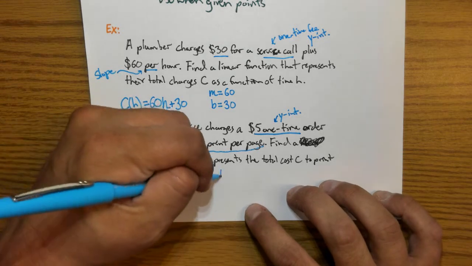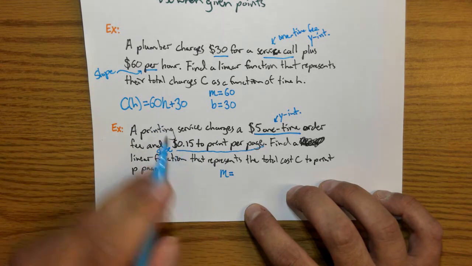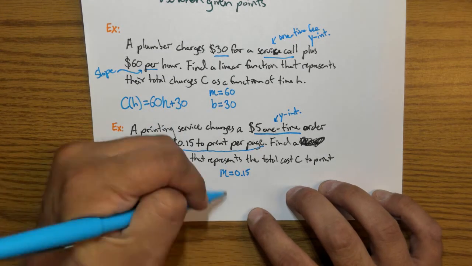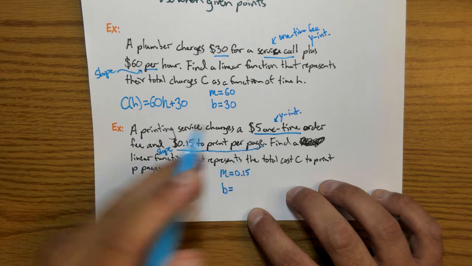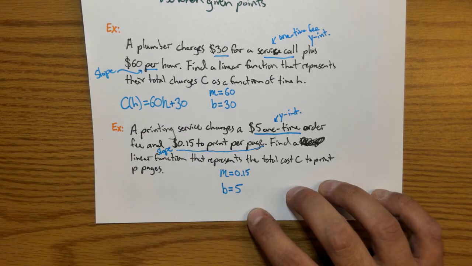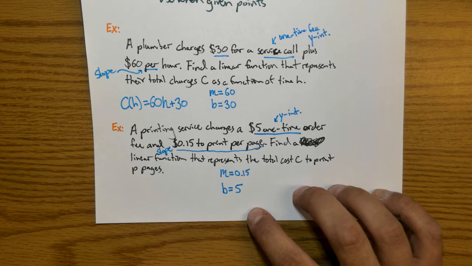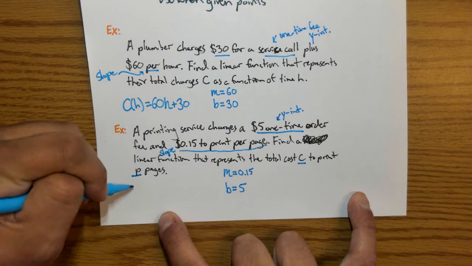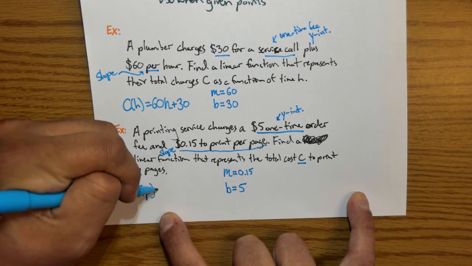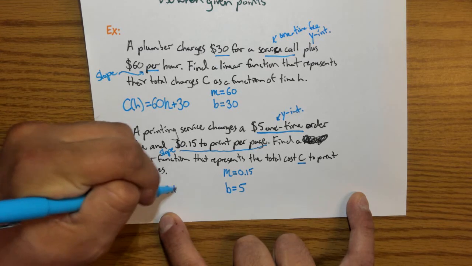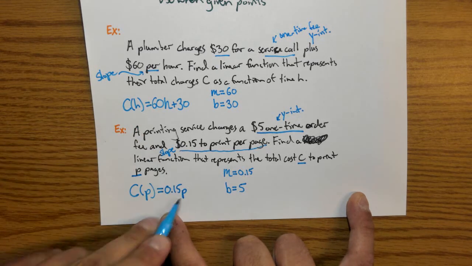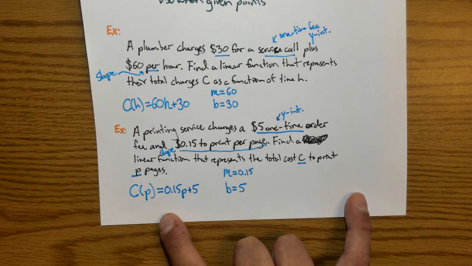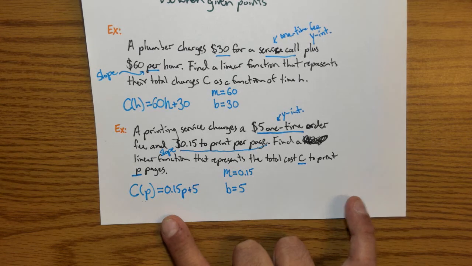So our m is going to be 0.15, or just 0.15 if you'd rather. And our b is the one-time service fee or order fee of $5. So we plug it into our function of y equals mx plus b. Let's see what we're given. We're given c and p. So c of p is equal to 0.15, that's our slope, times x, but our x is defined as p in this case, and then plus 5. And there you have it, that's our function.